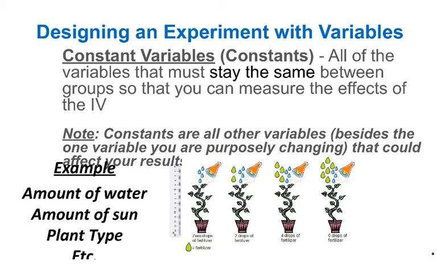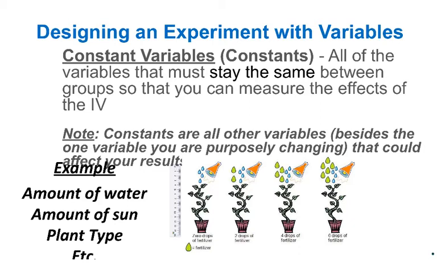So if I want to be sure that any changes in the height of these plants is due to the amount of fertilizer, then everything else I have to keep constant. The pot, the soil, the type of plant, the amount of sun, the amount of water, the type of fertilizer, all of those things have to be held constant in order to know that it's my IV that's affecting my DV. In order to know if it's the amount of fertilizer that's affecting the height of my plant.